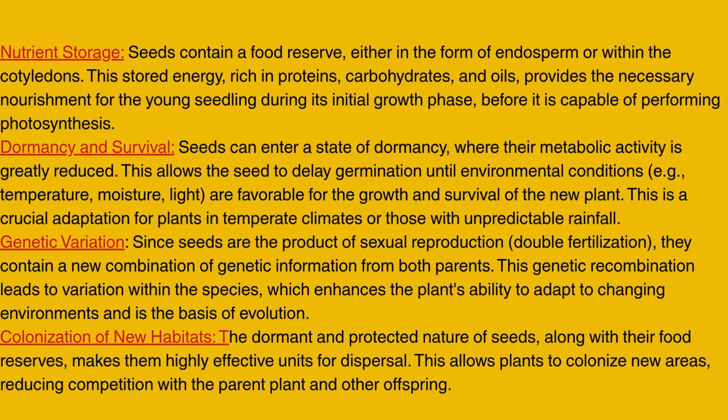The next is dormancy and survival. Seeds can enter a state of dormancy. Their metabolic activity is greatly reduced. This allows the seeds to delay germination until environmental conditions, for example temperature, moisture or light, are favorable for the growth and survival of the new plant. This is a crucial adaptation for plants in temperate climates or those with unpredictable rainfall.